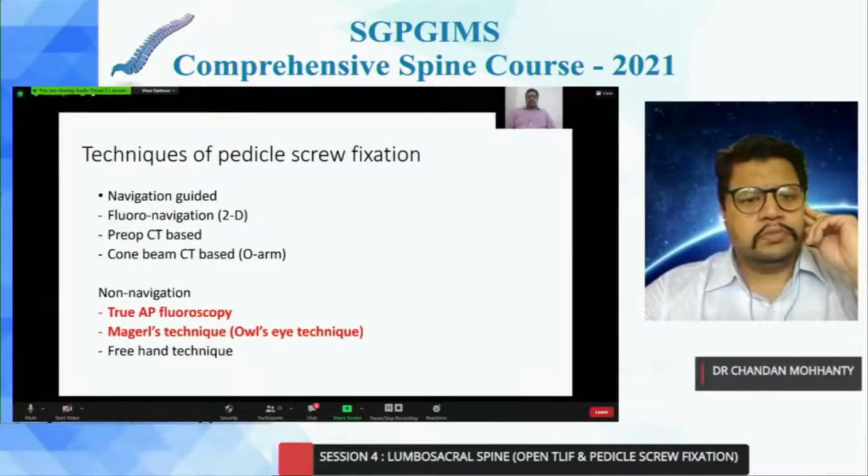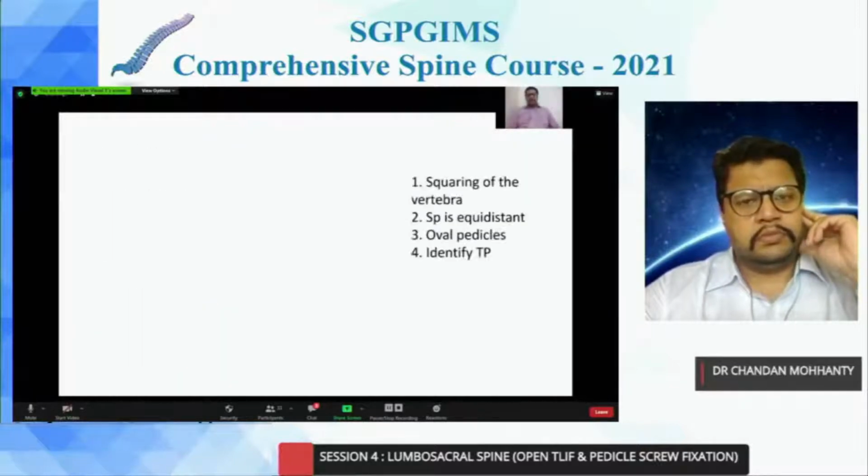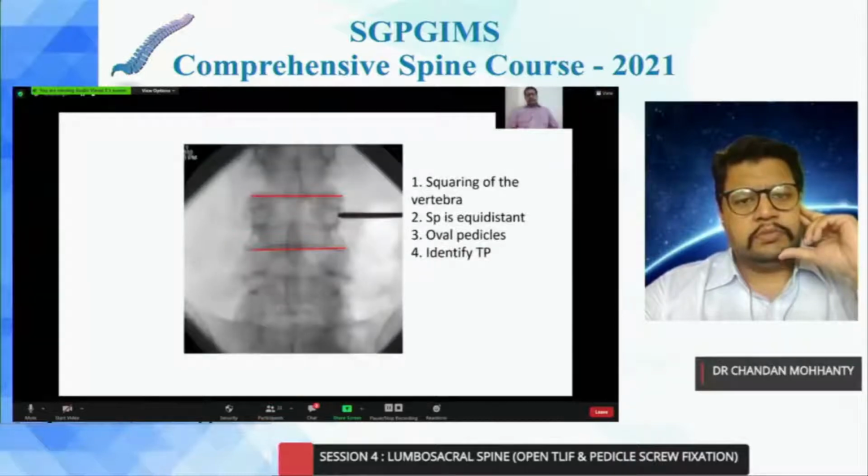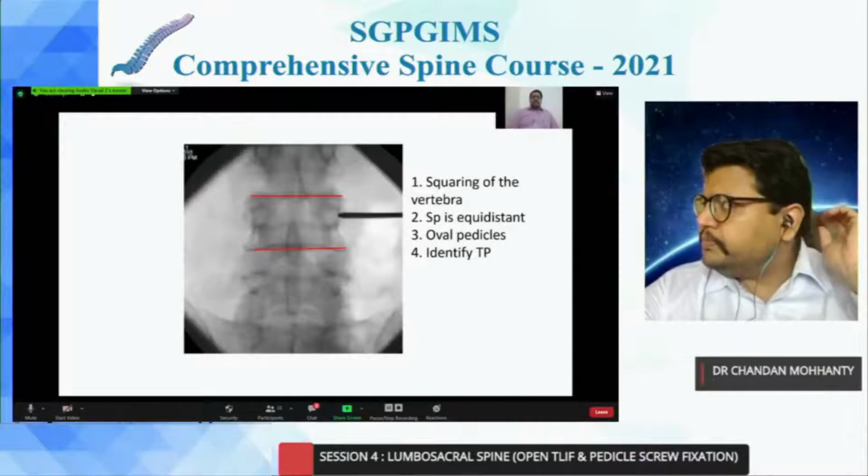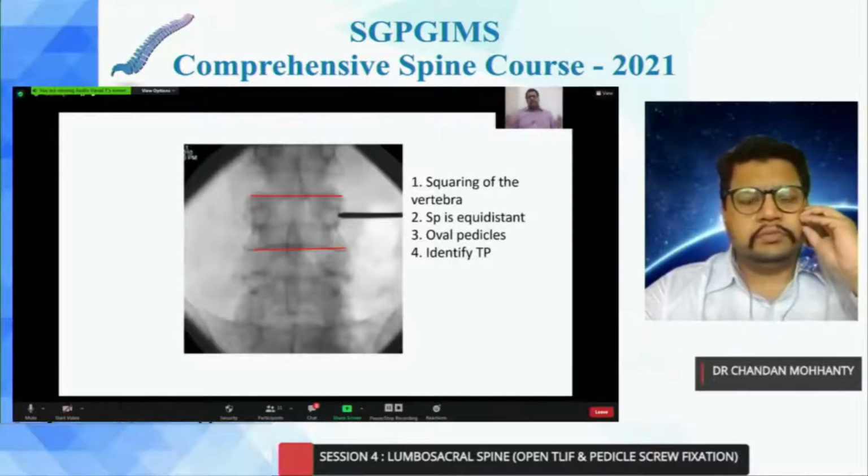So indications are well known to everyone for pedicle screw fixation. There are mainly two methods: navigation guided and non-navigation guided. For non-navigation, we will be concentrating today on the fluoroscopy methods, mainly the AP fluoroscopy and the Magerl or the owl's eye view.